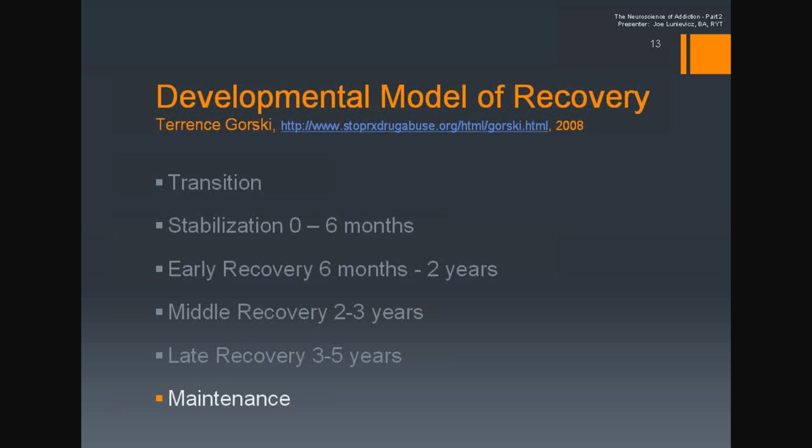So you tell me, first off, given these six stages, we've got something called transition, which I'll go over in a moment. We've got stabilization, which means what it sounds like, and occurs in the first 0 to 6 months once you enter treatment. Early recovery, 6 months to 2 years. Middle recovery, another 2 to 3 years, and then late recovery in 3 to 5 more years, and then maintenance, which occurs afterwards. You tell me, text in your answer.